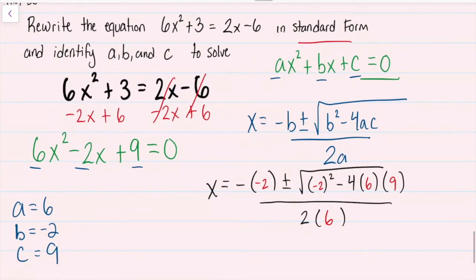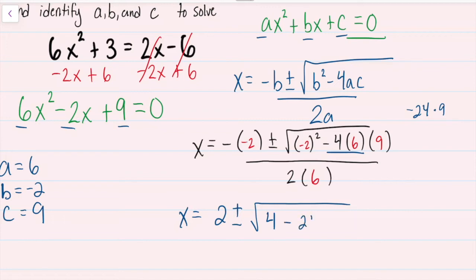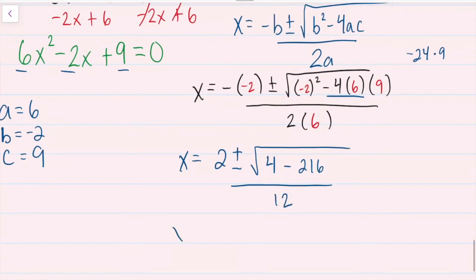Now you plugged everything in. It's now a matter of doing your arithmetic. So negative 2 times a negative is just a positive 2. Plus or minus, what's negative 2 to the second power? Basically, it's negative 2 times negative 2. That's a positive 4. Minus 4 times 6, it's a negative 24. And what's negative 24 times 9? Negative 24 times 9, that's a minus 216. And at the bottom, what's 2 times 6? That's a 12.